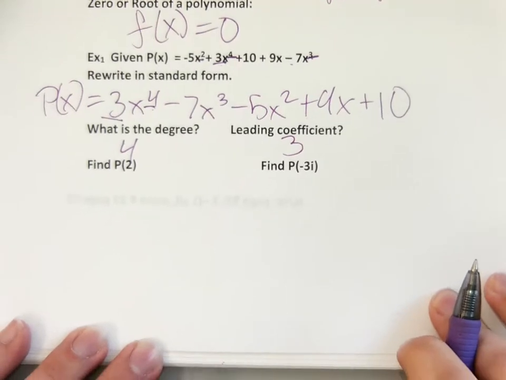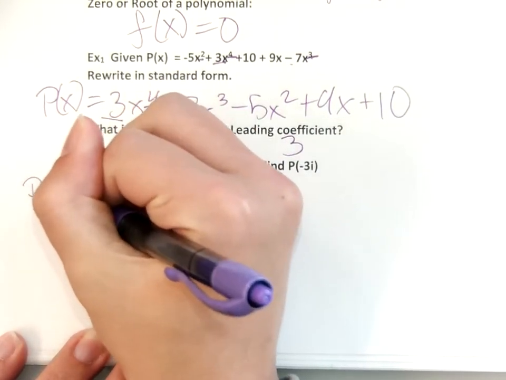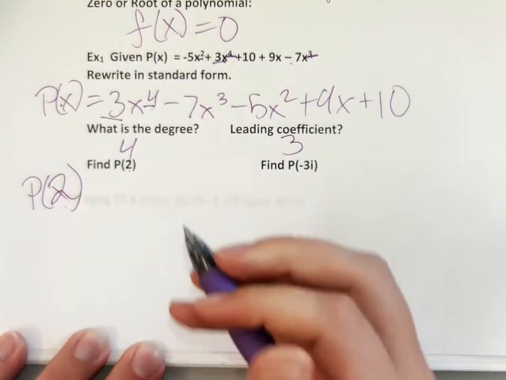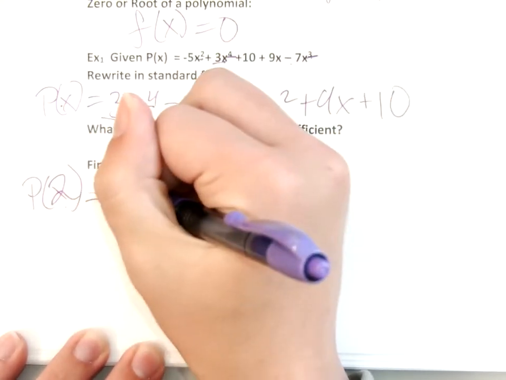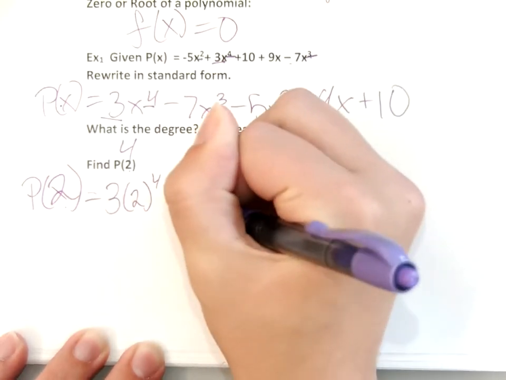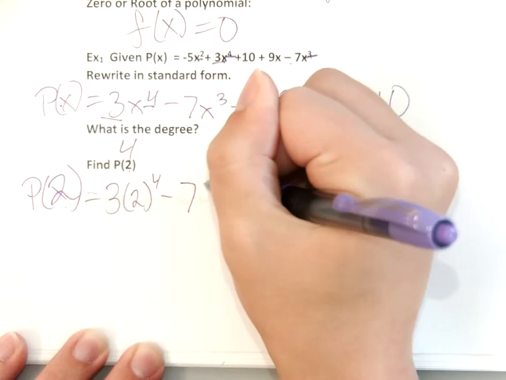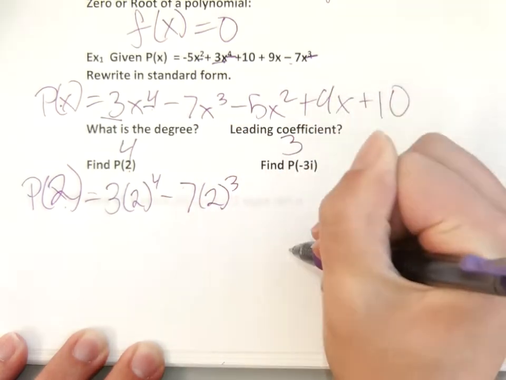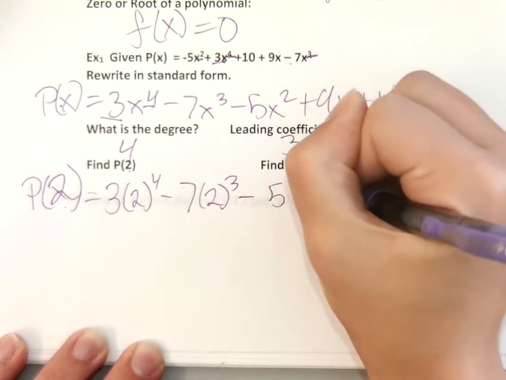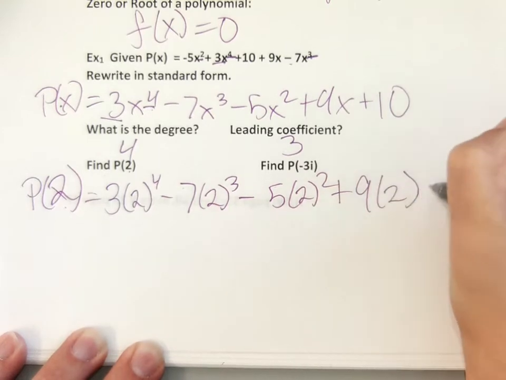Now if we were to solve p of 2, we're plugging in 2 for x. So that would be 3 times 2 to the 4th minus 7 times 2 to the 3rd minus 5 times 2 squared plus 9 times 2 plus 10.